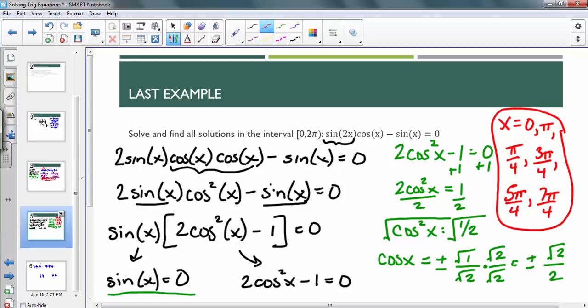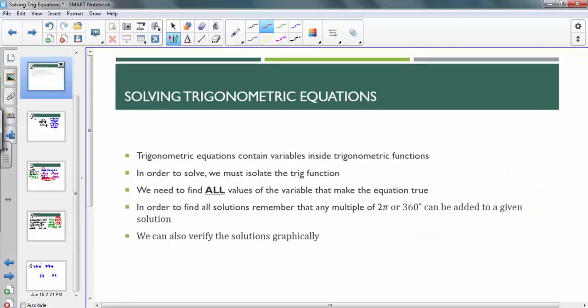So there you go. That's really all you need to know about solving trigonometric equations. Just keep in mind whether they're asking you to find all solutions or solutions on a specific interval. You can also verify your solutions graphically like I showed you on the first example problem. So just keep in mind that you're trying to isolate the trig functions and then find the values of x that make that function true.